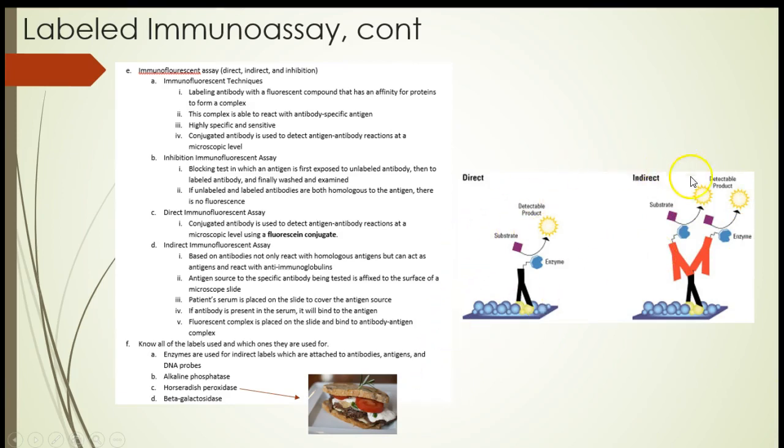Now, all of these tests use certain types of labels, and what I want you to try and memorize, this is good board stuff, are the types of enzymes that are used for these labels. Alkaline phosphatase, that's the ALP that we talked about in clinical chemistry, right? Horseradish peroxidase, just think of horseradish that you put on your sandwich, right? So these are sandwich assays. And beta-galactosidase. These are things that you're going to have to be able to recognize, for example, on a test question when it says which of the following might be a label used on immunofluorescent assay.